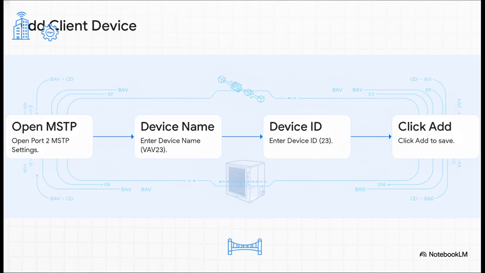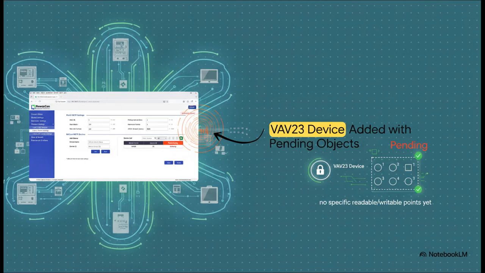Click Add, and you're good. And boom, there is our first micro-victory. You can clearly see the VAV23 device has been added to our MSTP device list. But if you look closely at the object config column, you'll spot the word pending in red. Basically, this means our device container exists, but it's completely empty. It doesn't have any specific readable or writable points yet, so we need to fix that.